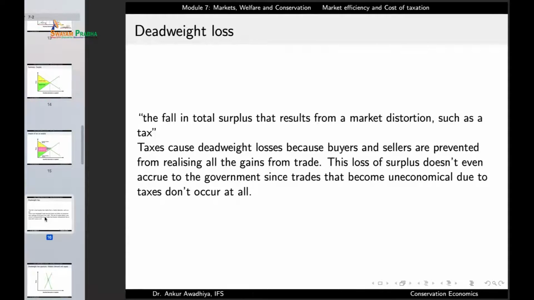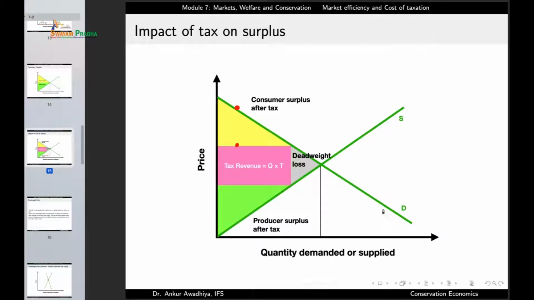Now, taxes cause deadweight losses because buyers and sellers are prevented from realizing all the gains from the trade. This loss of surplus doesn't even accrue to the government since trades that become uneconomical due to taxes don't occur at all. What we are saying here is that earlier, if we look at a point, say this one, so we are looking at this line. Where the line touches the supply curve, this was the cost to the seller to produce the good. And where this red line is touching the demand curve is the value that people were putting on this particular good. So we have a situation where the value to the buyer is greater than the cost to the seller.